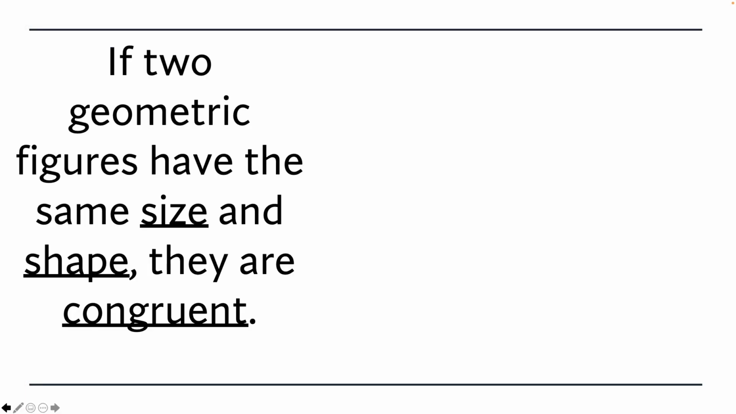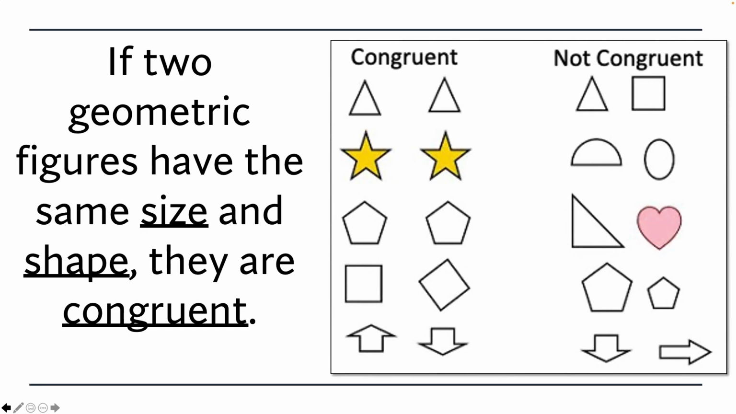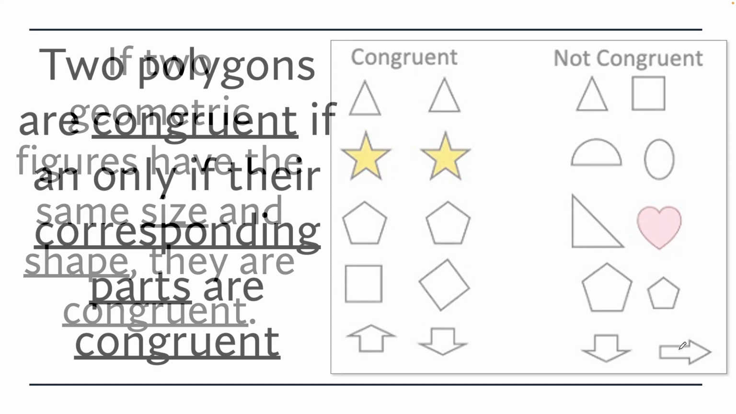If two geometric figures have the same size and shape, they are congruent. So here's a bunch of congruent figures. See, same size, same shape all over here on the left. On the right though, not same shape, not congruent. Same shape, but not same size, so those are not congruent. And then, same shape kind of, but kind of wonky. So congruent, same size and same shape.